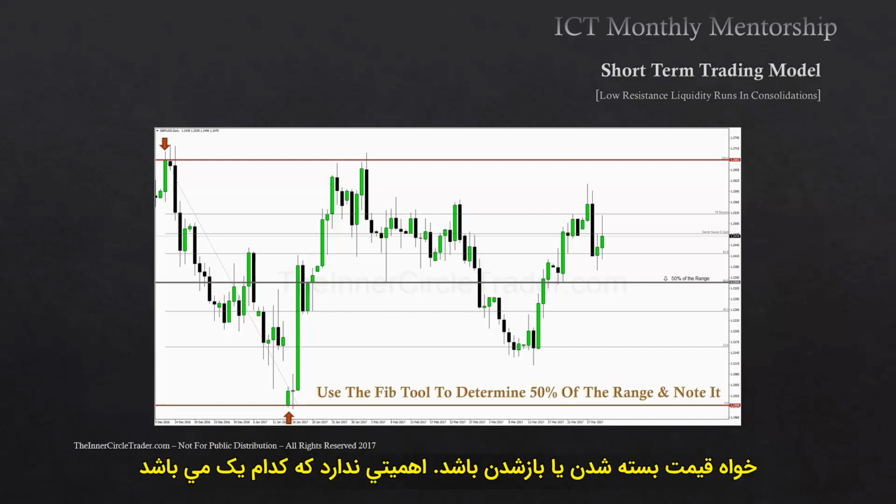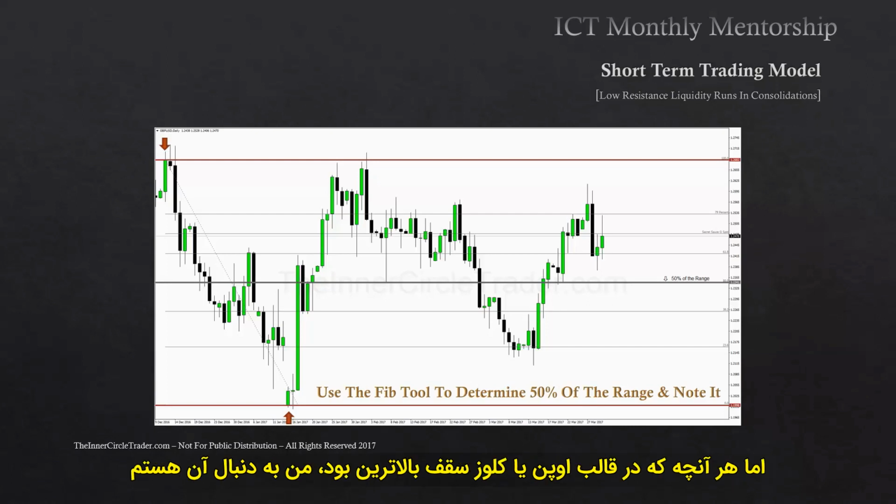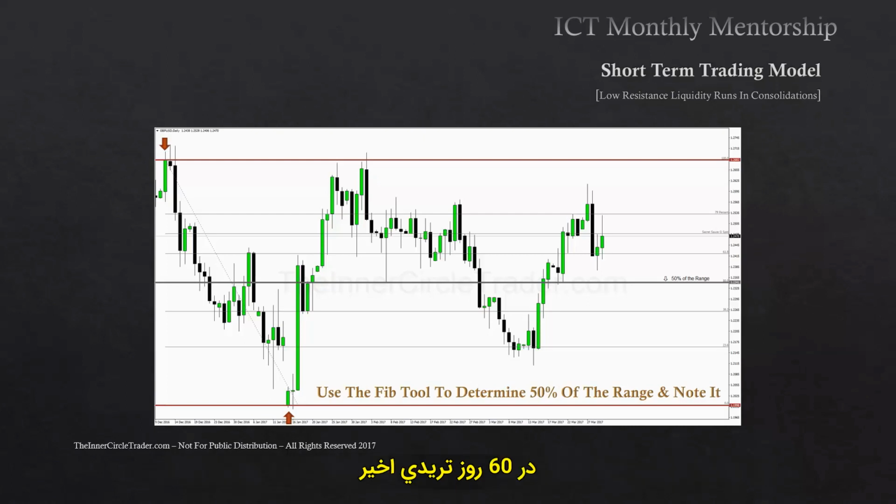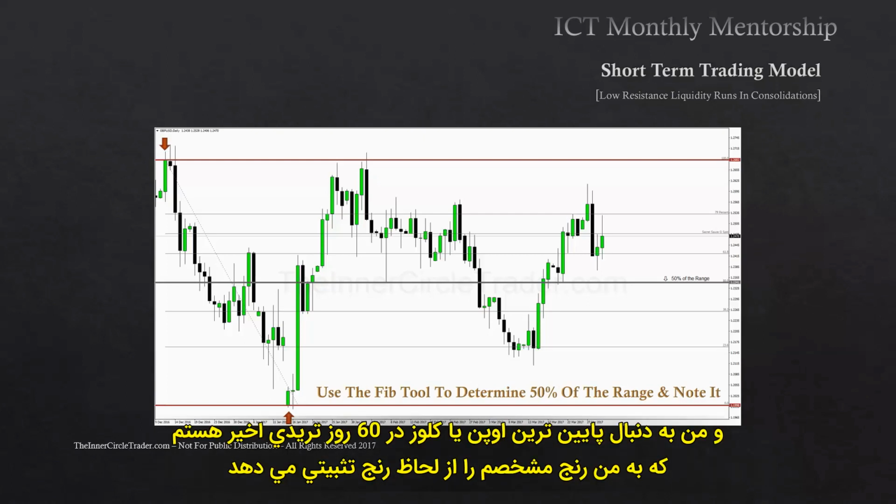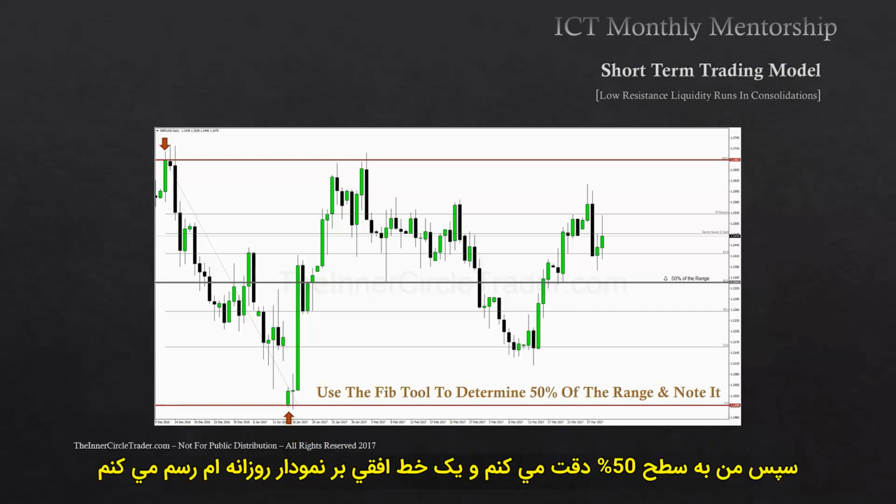Either it's an open or close. I don't care which one it is, but whatever the highest form of high, open or close, that's the one I'm looking for in the last 60 trading days, and I'm looking for the lowest open or close in the last 60 trading days. That gives me my defined range in terms of consolidation. Then I note the 50% level, and I draw a horizontal line on my daily chart.